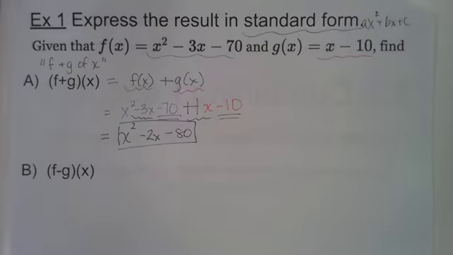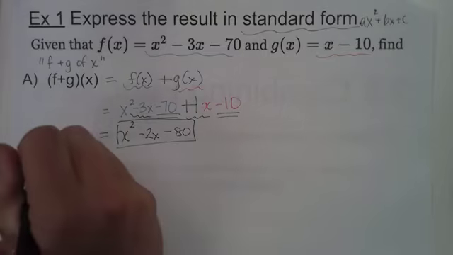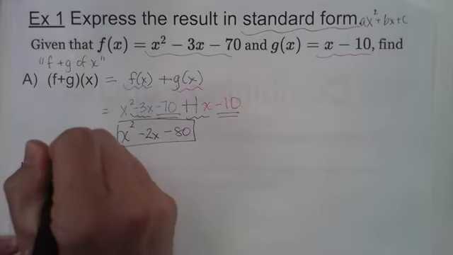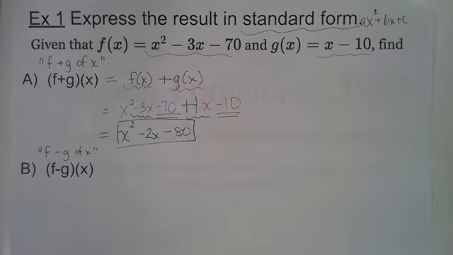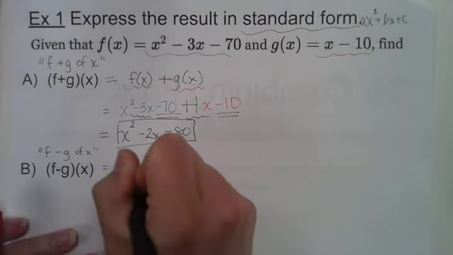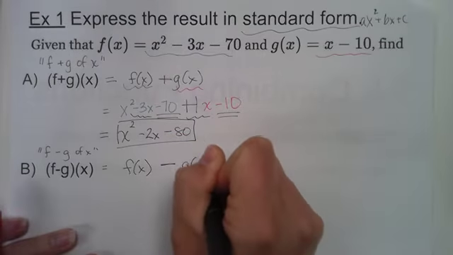All right, so here, letter B, we have f minus g of x. That's how we'd say that, f minus g of x. And again, all that means is we're going to do f minus g. And our answer will be in terms of x. It's going to have x's in the answer. So we need to do the f of x function minus the g of x function.